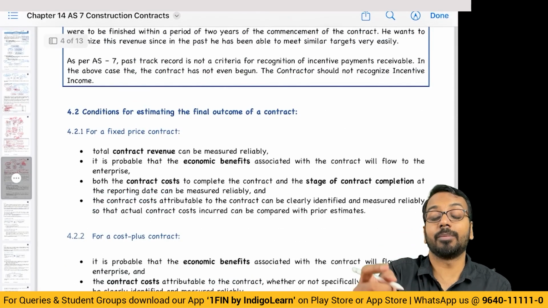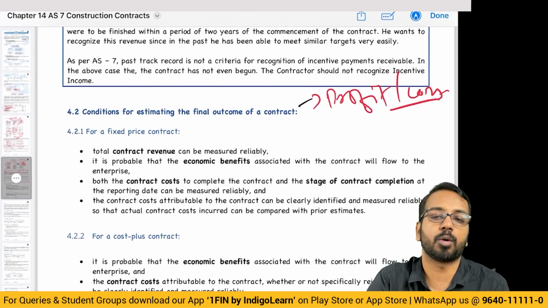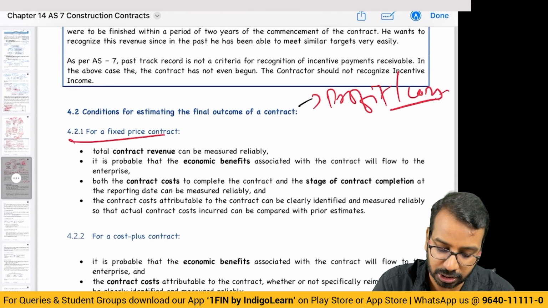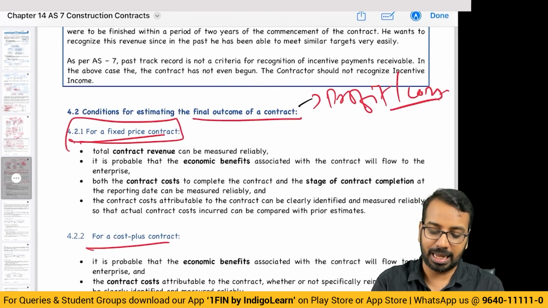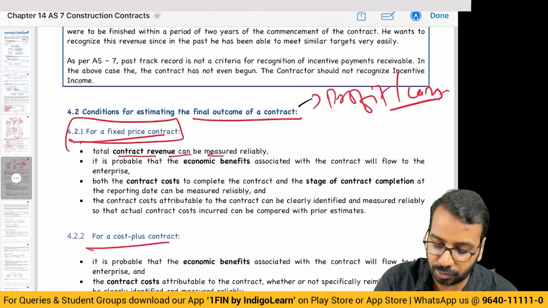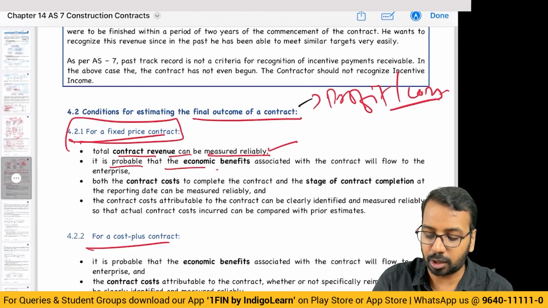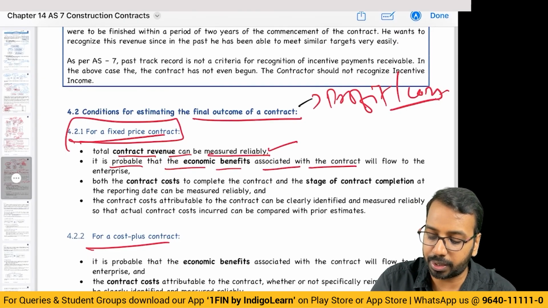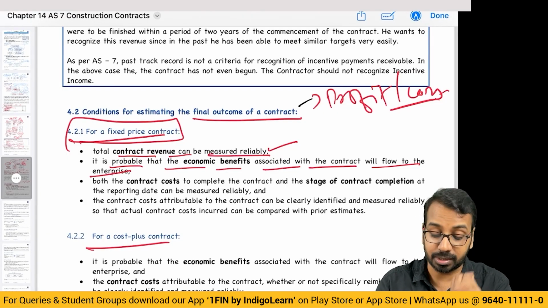We spoke about outcome of the contract. For question solving purpose, you will just take what is the profit or loss, whether you can determine it properly or not. But there are some conditions we need to check. For a fixed price contract, the final outcome can be estimated reliably if the total contract revenue can be measured reliably. This is given in the question. It is probable that the economic benefits associated with the contract will flow to the enterprise. Basically, I will receive the money from the customer.